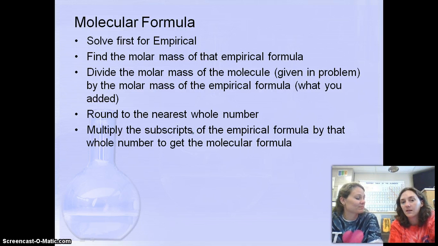Well, remember when we said before, when we were making formulas, that if you have a 2 and a 4 in the bottom, you always need to reduce it? We were getting you to the empirical formula. Now you're dealing with the molecular formula, so if you end up with a 3 and a 6, don't reduce it, because that's your molecular formula.